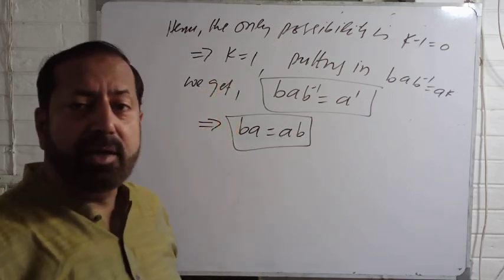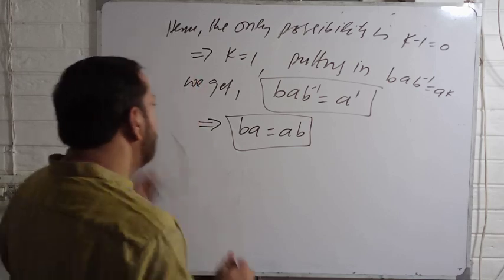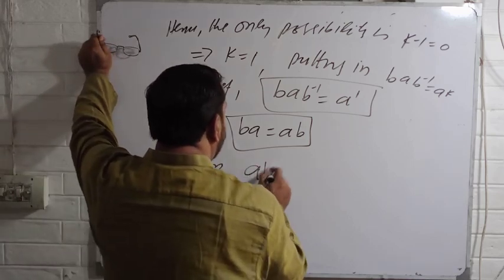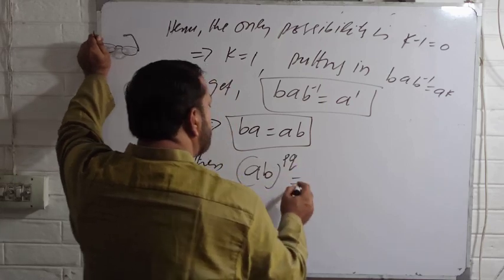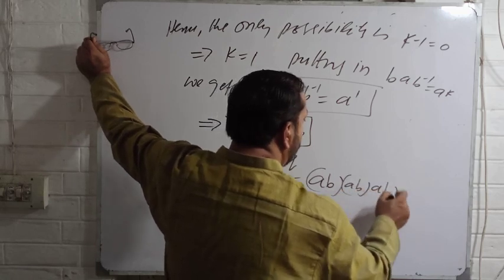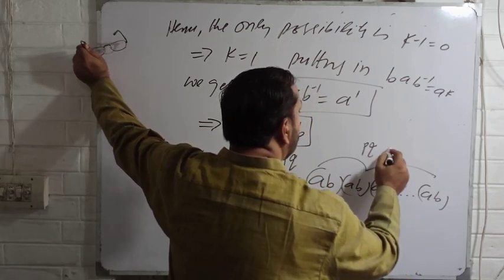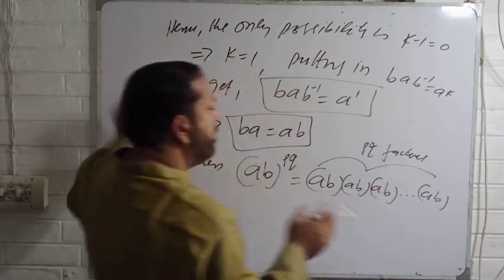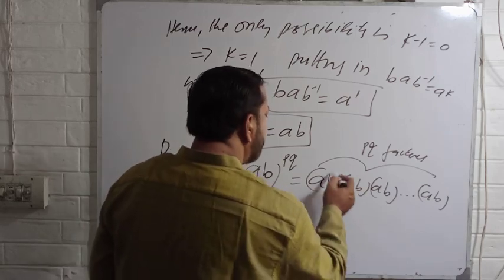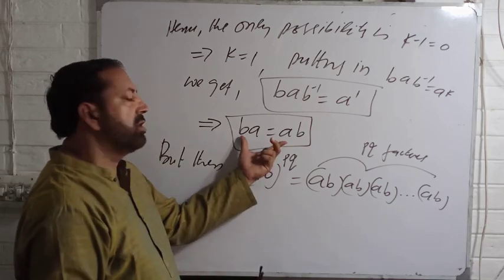Okay, and you know that if BA is equal to AB, then powers of AB can be rearranged. But then (AB) power PQ is equal to AB, AB, AB, AB, PQ factors, and you can rearrange. This BA can be AB, this BA can be AB. From here, this is so easy to show using this AB is equal to BA.